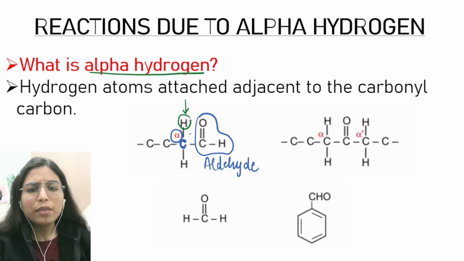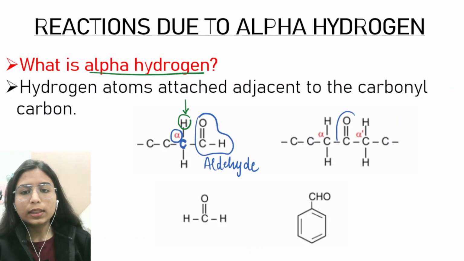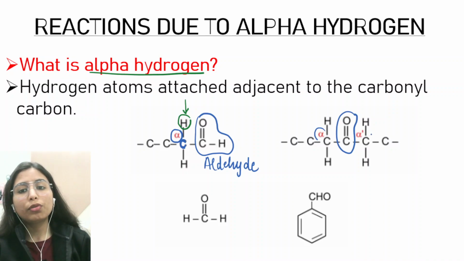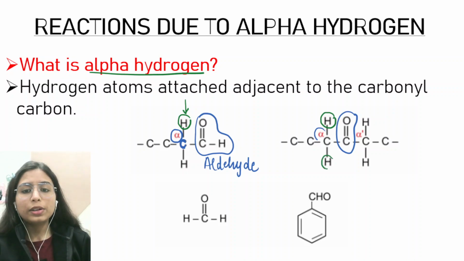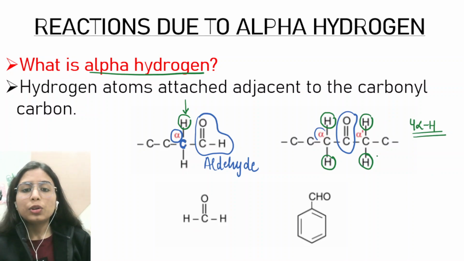Just to have a clearer view on this alpha hydrogen, we have some more examples. Here you will see a ketonic functional group is present. There are two carbons present on both sides of this functional group. I'll call this the alpha carbon and this the alpha dash carbon. In total, if I have to count how many alpha hydrogens are present, there are 2 alpha hydrogens from this side and 2 alpha hydrogens from this side. So in total there are 4 alpha hydrogens present. You have to count the hydrogens from both sides.